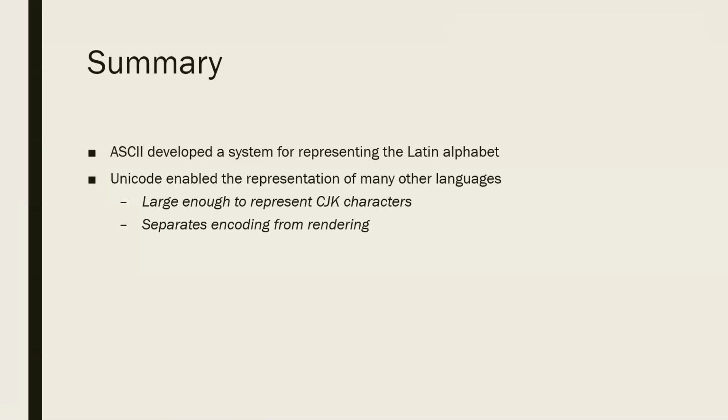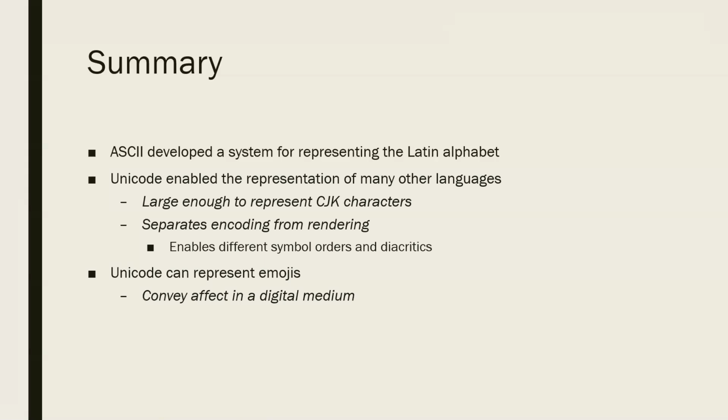A key benefit of the Unicode system is that it separates the encoding process from the rendering process. What that means is it allows us to type symbols which occur in various orders or which might occur above or below a symbol very easily. Think of how the Hindi writing system is written and how things like abugidas are written. So the Unicode rendering process is very critical for that. And Unicode can also represent things like emojis, which is becoming increasingly significant in digital communication as a way of conveying affect. So here we can see how digital text has been invented and developed.